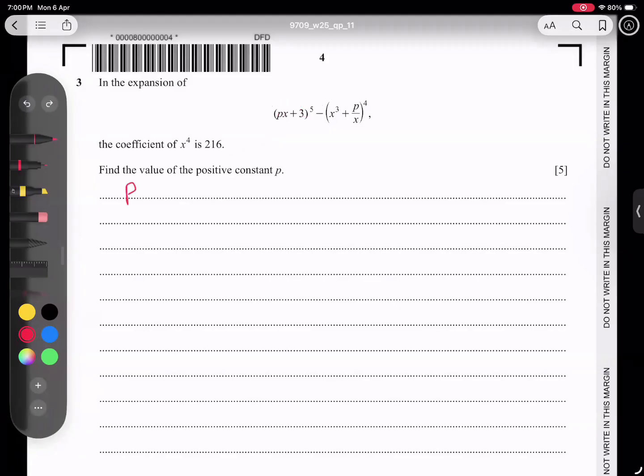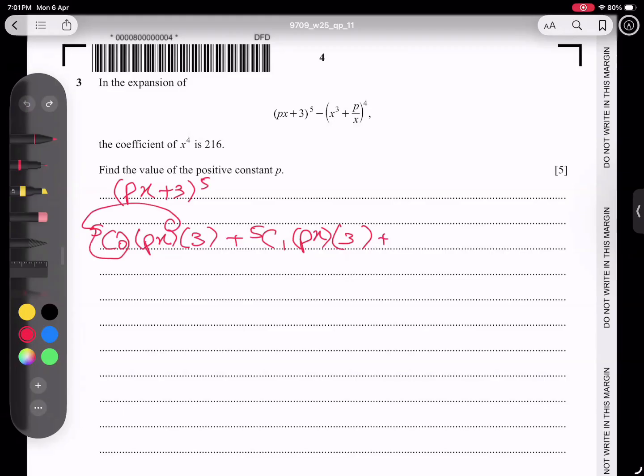So let's start. First of all, I'm discussing the way: 5C0, 2 brackets, 5C1, 2 brackets. What I think is enough. The reason is px will come here, and 3 will come in these 2 brackets. And the first bracket is 5 and 0 subtract, and then 0 and 5 minus 1 and 1. Because I have seen that x power 4 is coming here, no need to do further, no need to waste time here.